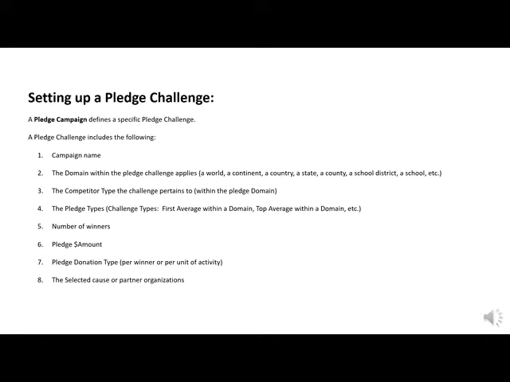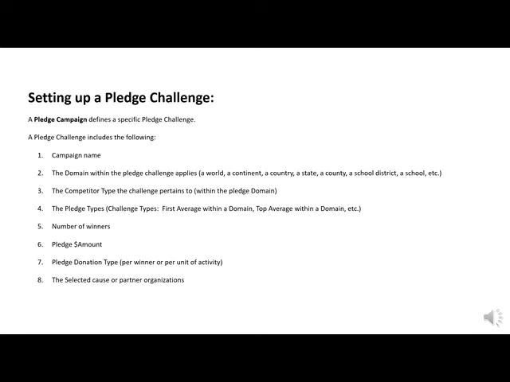Let's look now at what's involved to set up a pledge challenge. First, you have to specify what campaign the pledge challenge belongs to. Then the domain within the pledge challenge, the domain that applies, the limits of the challenge, if you would. So even though the campaign might include an entire state, a pledge challenge might just pertain to a particular school district or with a particular county. Then the competitor type could be the school or whatever, a school or a school district, but it has to be a sub-element under whatever the domain is for that pledge challenge.